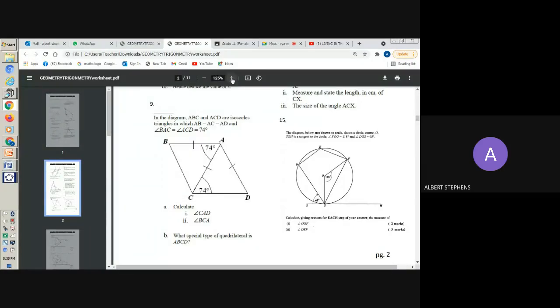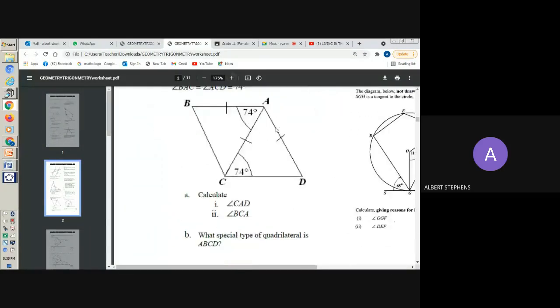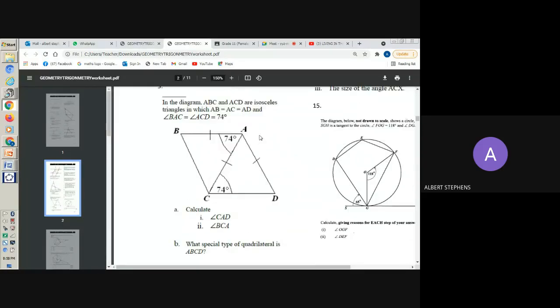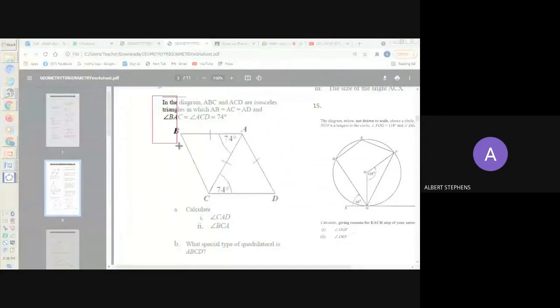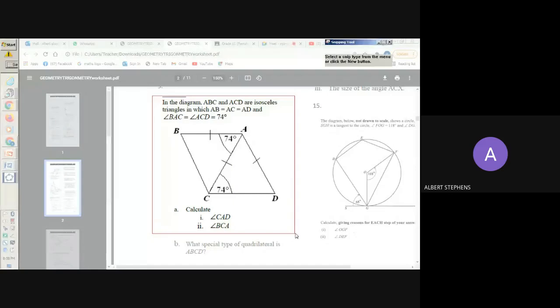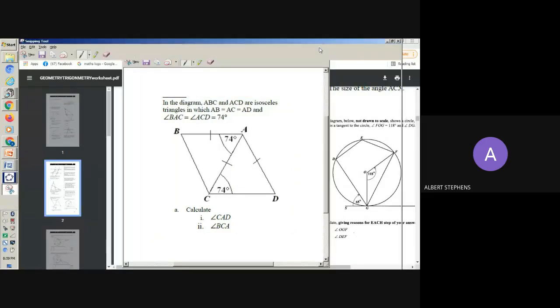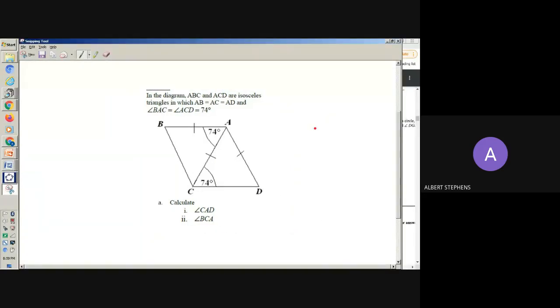Question number 9. Let me give you a few minutes to see if you can make sense of it.